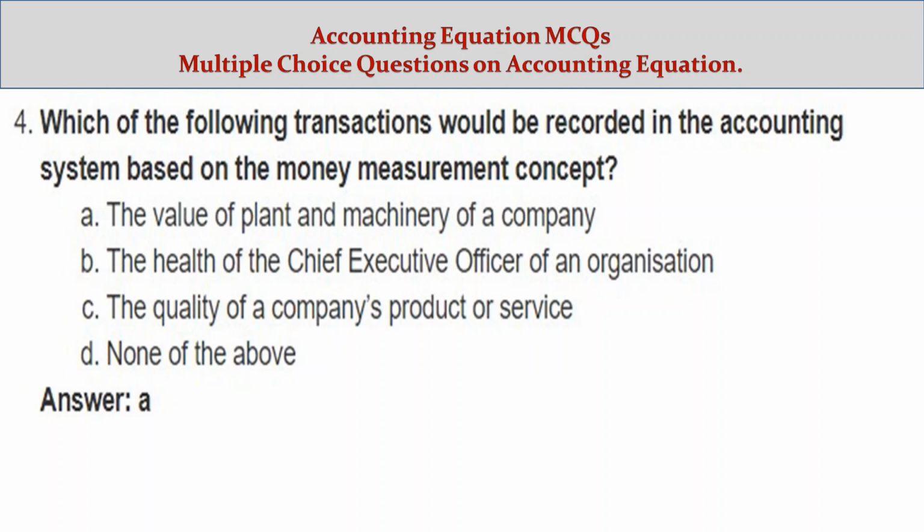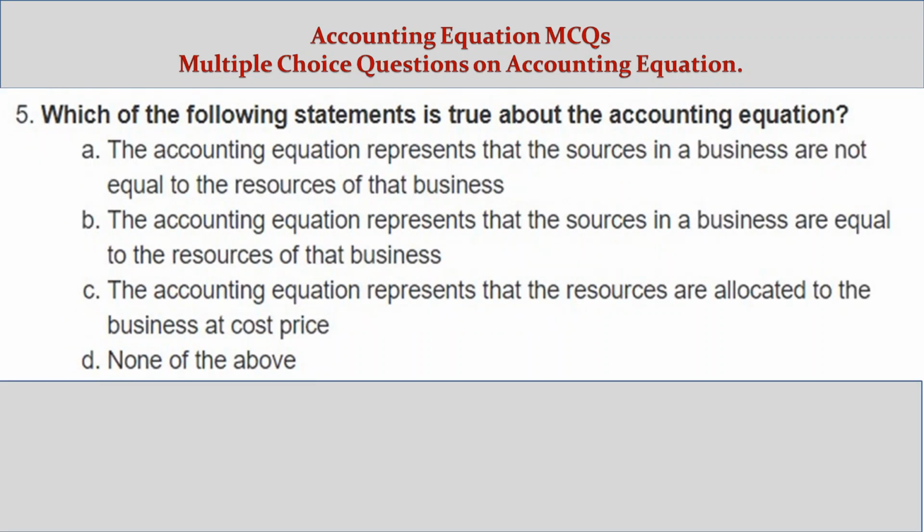Answer A. The value of plant and machinery of a company. 5. Which of the following statements is true about the accounting equation? Option A. The accounting equation represents that the sources in a business are not equal to the resources of that business. Option B. The accounting equation represents that the sources in a business are equal to the resources of that business. Option C. The accounting equation represents that the resources are allocated to the business at a cost price. Option D. None of the above.